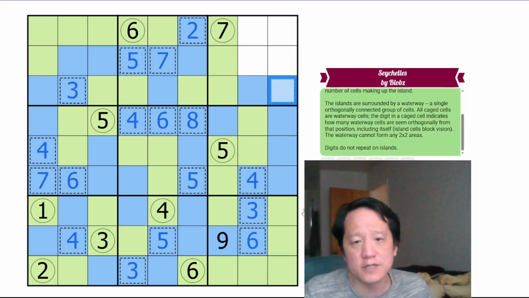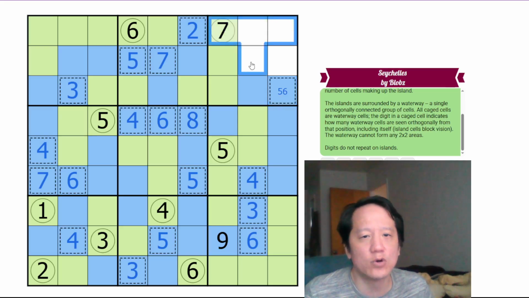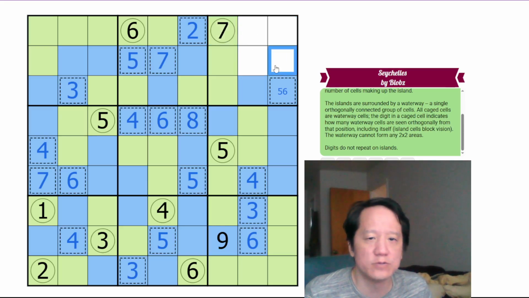This sees at least 5, and then could be up to 7. But it can't be 7 because of 7 in the box, so this is 5 or 6. There are 3 more islands here. We don't know where.